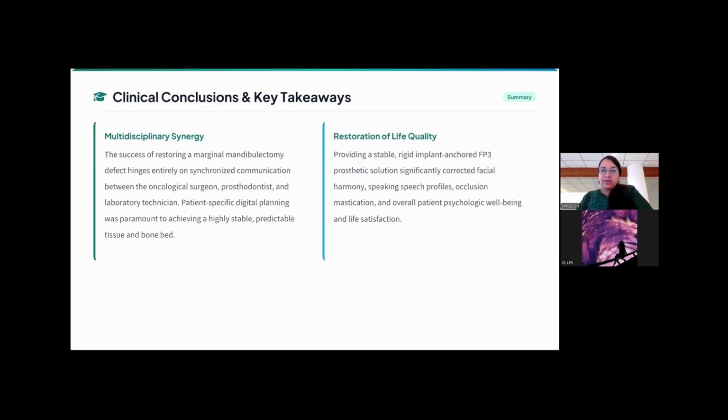So, conclusion: the success of restoring a marginal mandibulectomy defect will mainly depend on close contact with the oncological surgeon, the prosthodontist, and the technician. And a lot of digital planning goes into it, which will give us a highly stable, predictable tissue and bone bed, giving us a stable implant prosthesis later on.